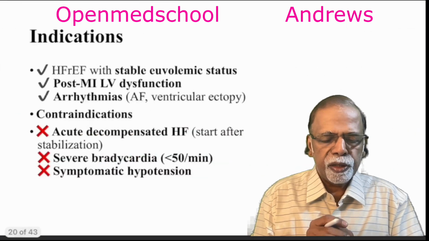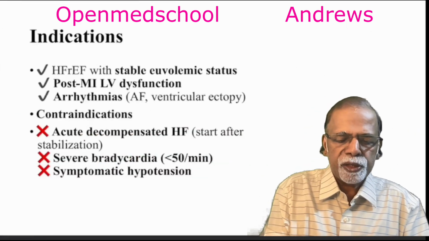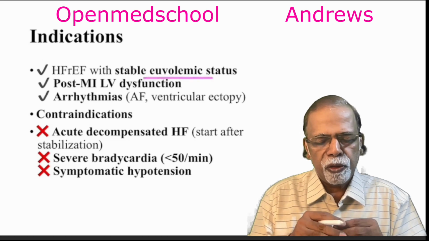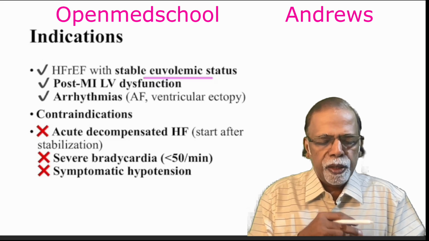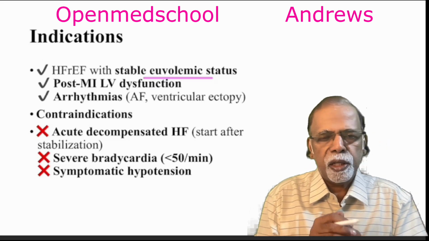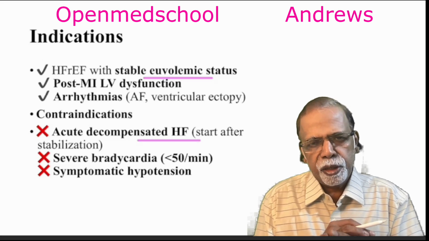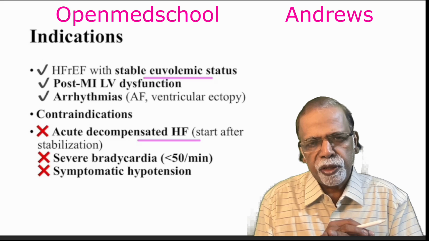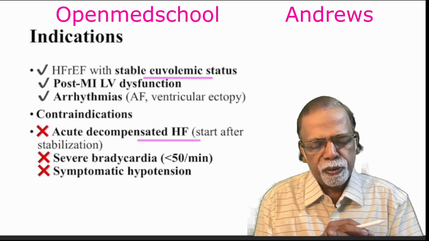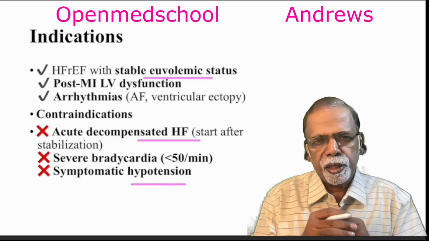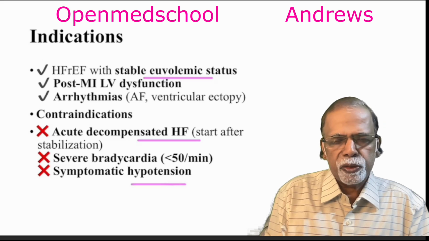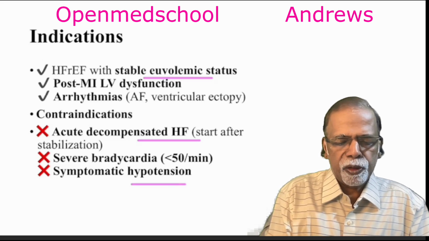The indications are heart failure with reduced ejection fraction and stable euvolemic status. Somebody with increased fluid overload, usually we don't start a beta blocker. In post-myocardial infarction, you can start, and also in somebody with arrhythmias and heart failure. Contraindication is decompensated heart failure, so start only after initial stabilization. Somebody with NYHA class 4, you should not start. Severe bradycardia, heart rate less than 50, again. Persons with hypotension, BP less than 90, again don't start. And heart block is also a contraindication for starting beta blockers.